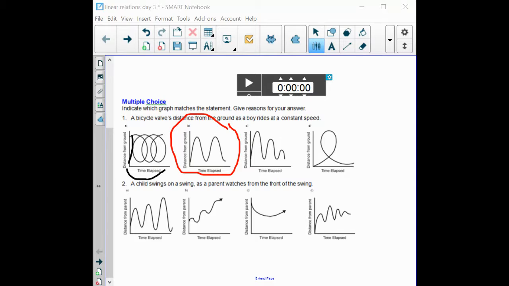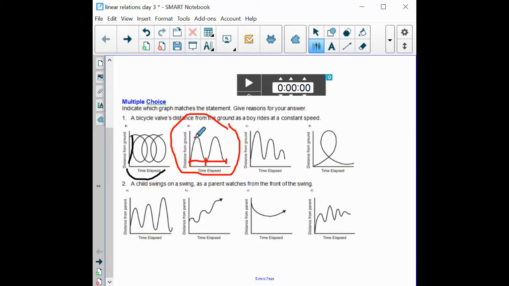So B happens to be the correct graph because there's a couple things that make it the correct graph. See how here, the distance from the ground, it never touches the ground, but it gets close to the ground, and it also comes back to the same point every time. So if you think about that valve being at the lowest point on the tire, it's always going to come back to that lowest point on the tire each time.